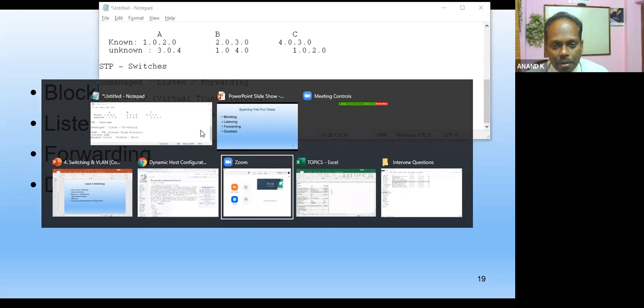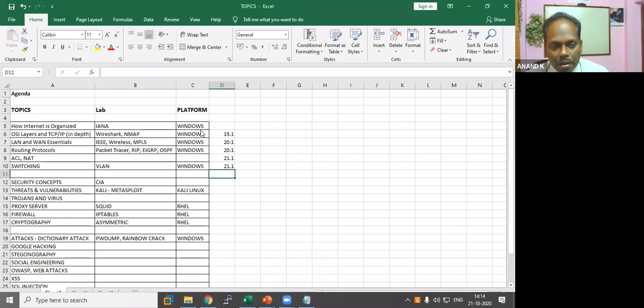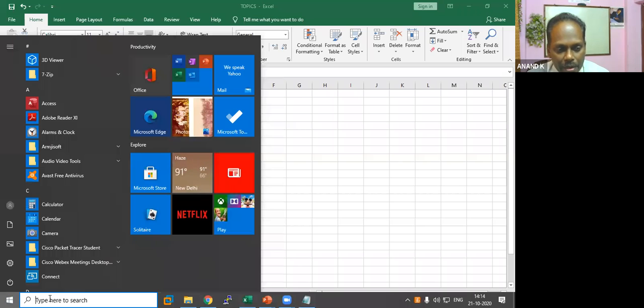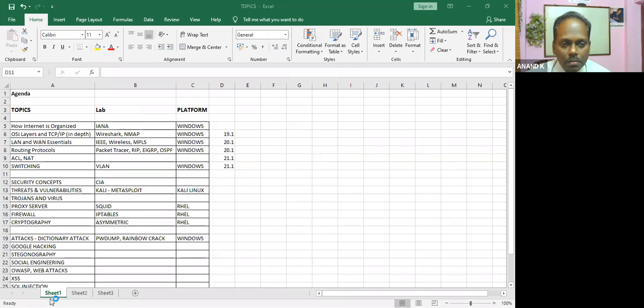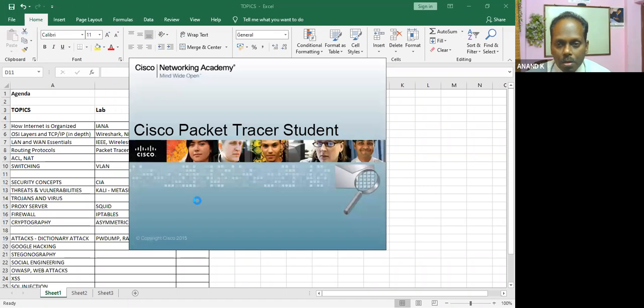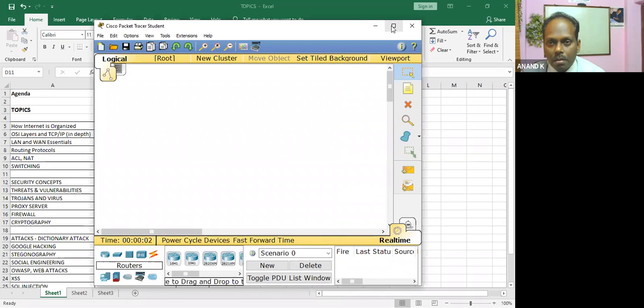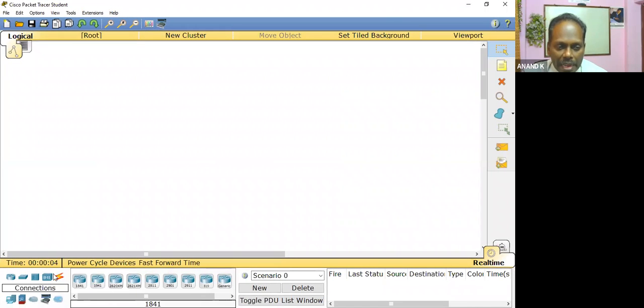First, I'll open Packet Tracer, where we can understand a little bit more. I hope you are able to see my screen, Packet Tracer. If I take a switch, these are all managed switches, for your reference.